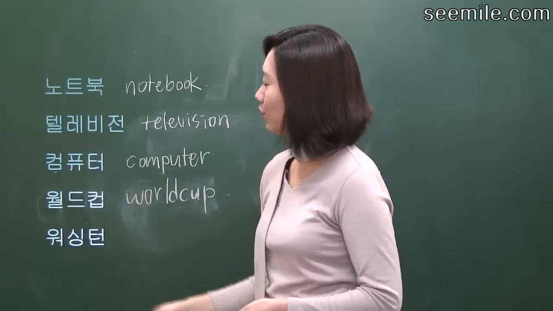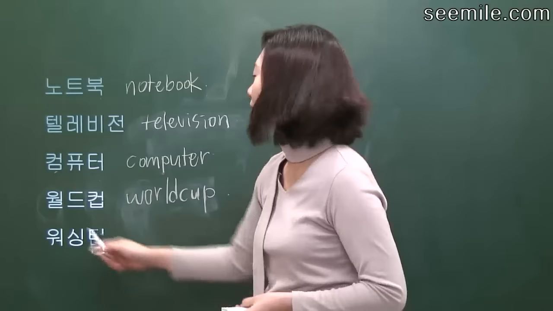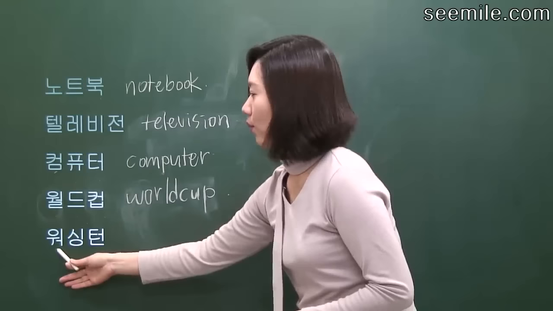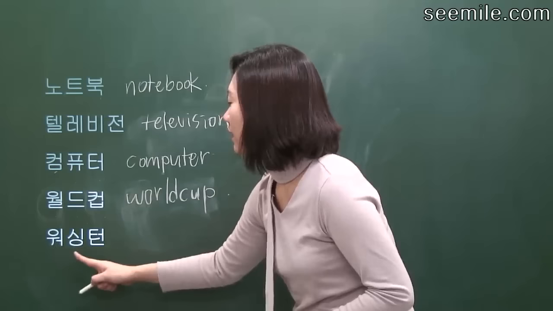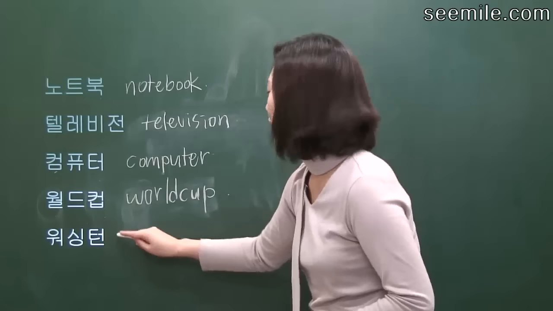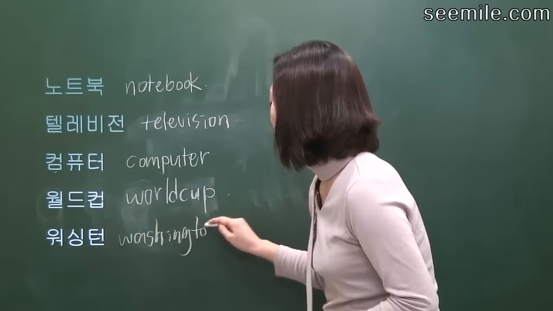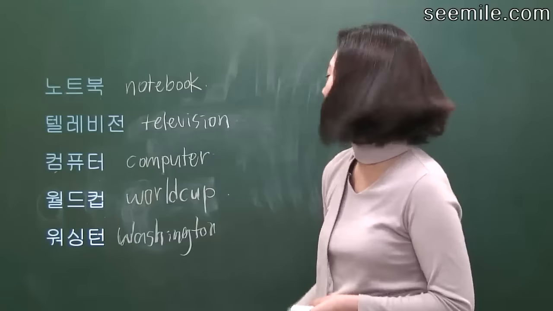This word is composed of three syllables. So Korean is syllabic language. World Cup. And what is it? It's wa. It's wal sound. However, there is no ending consonants. Wa. Wa Xing. Ton. Washington. It's Washington, capital city of US. Okay, so we say Washington.